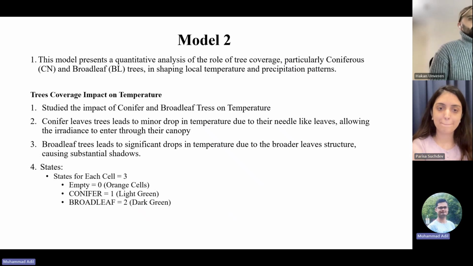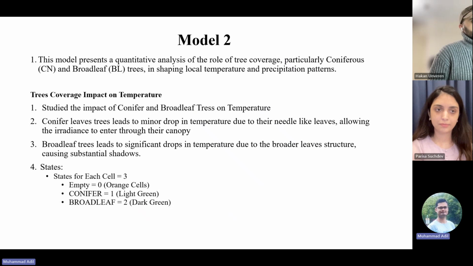Thank you, Parisa. So for model 2, basically, we studied the impact of two types of trees on both precipitation and temperature. Let's start with the temperature. Here, we studied the impact of conifer and broadleaf. Basically, we categorize the trees as per the shapes of the leaves.